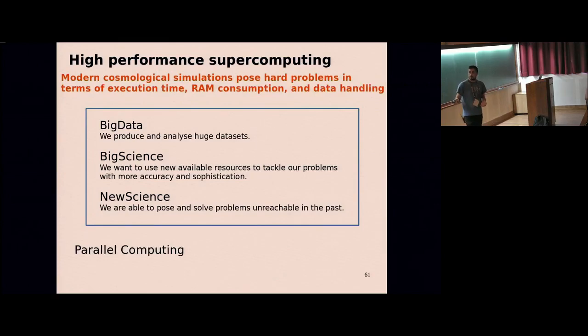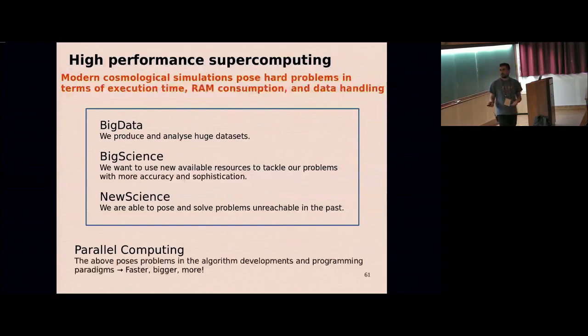So to actually be able to do all those things, there is one key concept, which is parallel computing. Parallel computing is essentially the way that we can solve our problems using not one CPU or computer at a time, but multiple computers concurrently. If we are able to do this well, we can solve problems in a faster way, we can solve bigger problems, analyze larger data sets, and we can at the end do more science. So this is a key concept in high-performance computing.